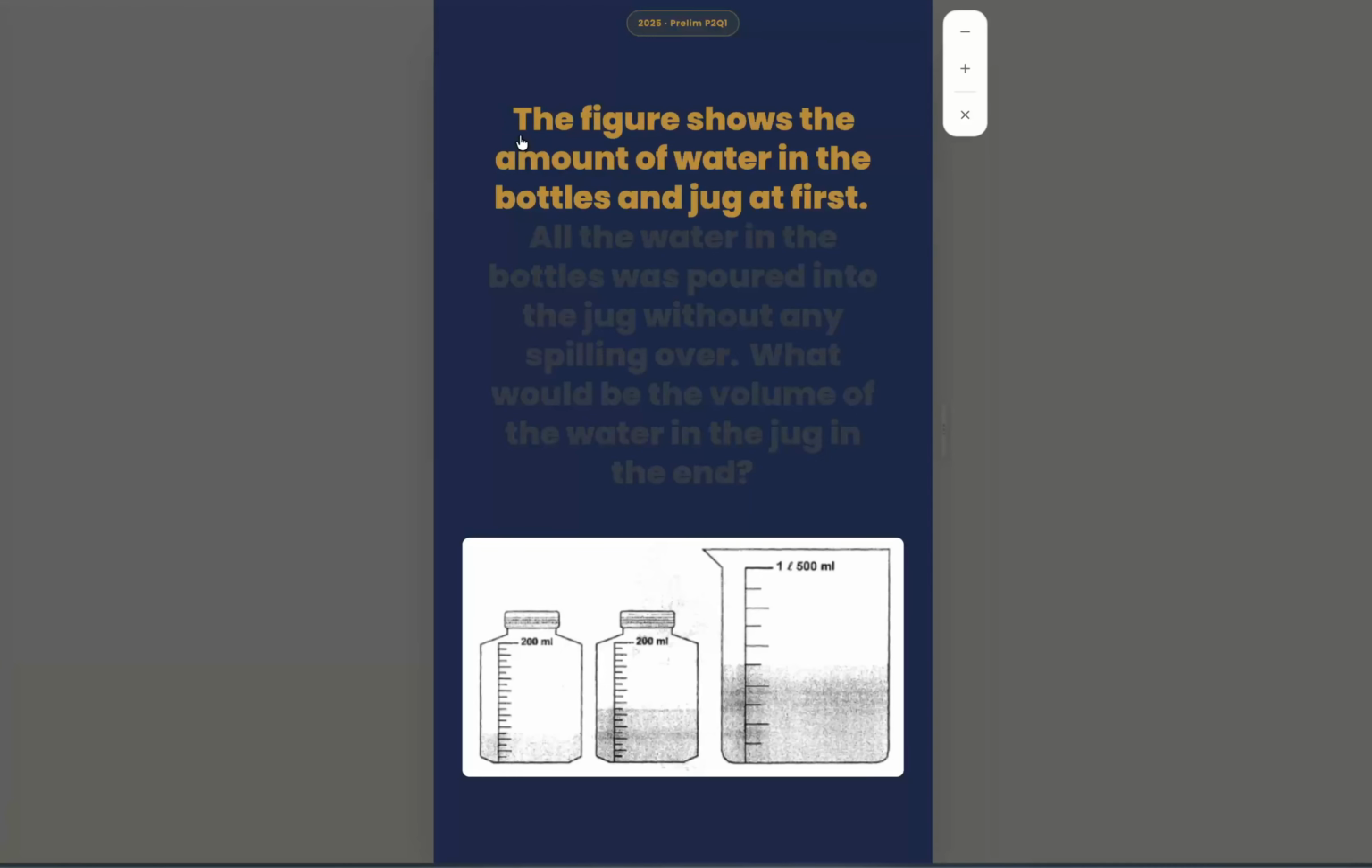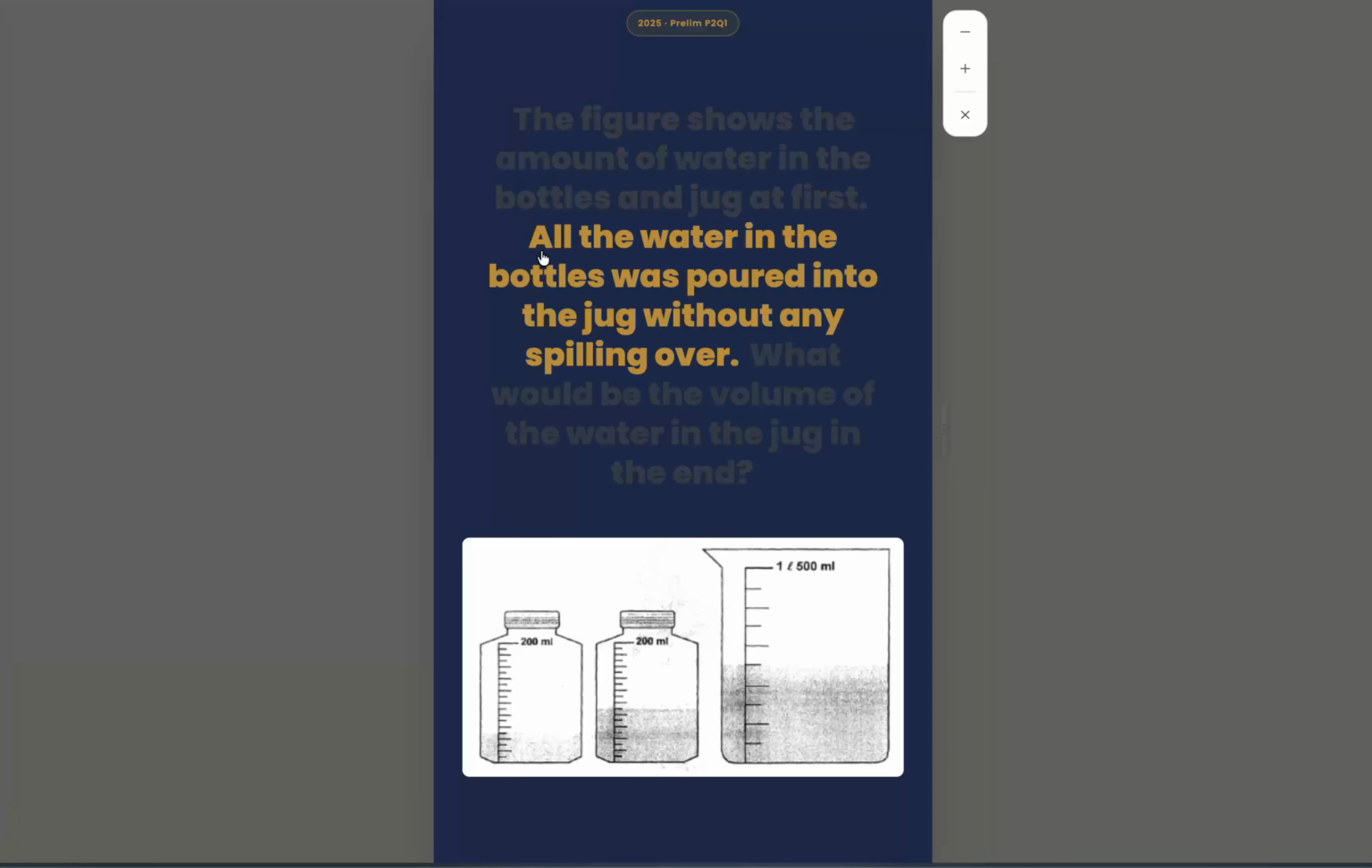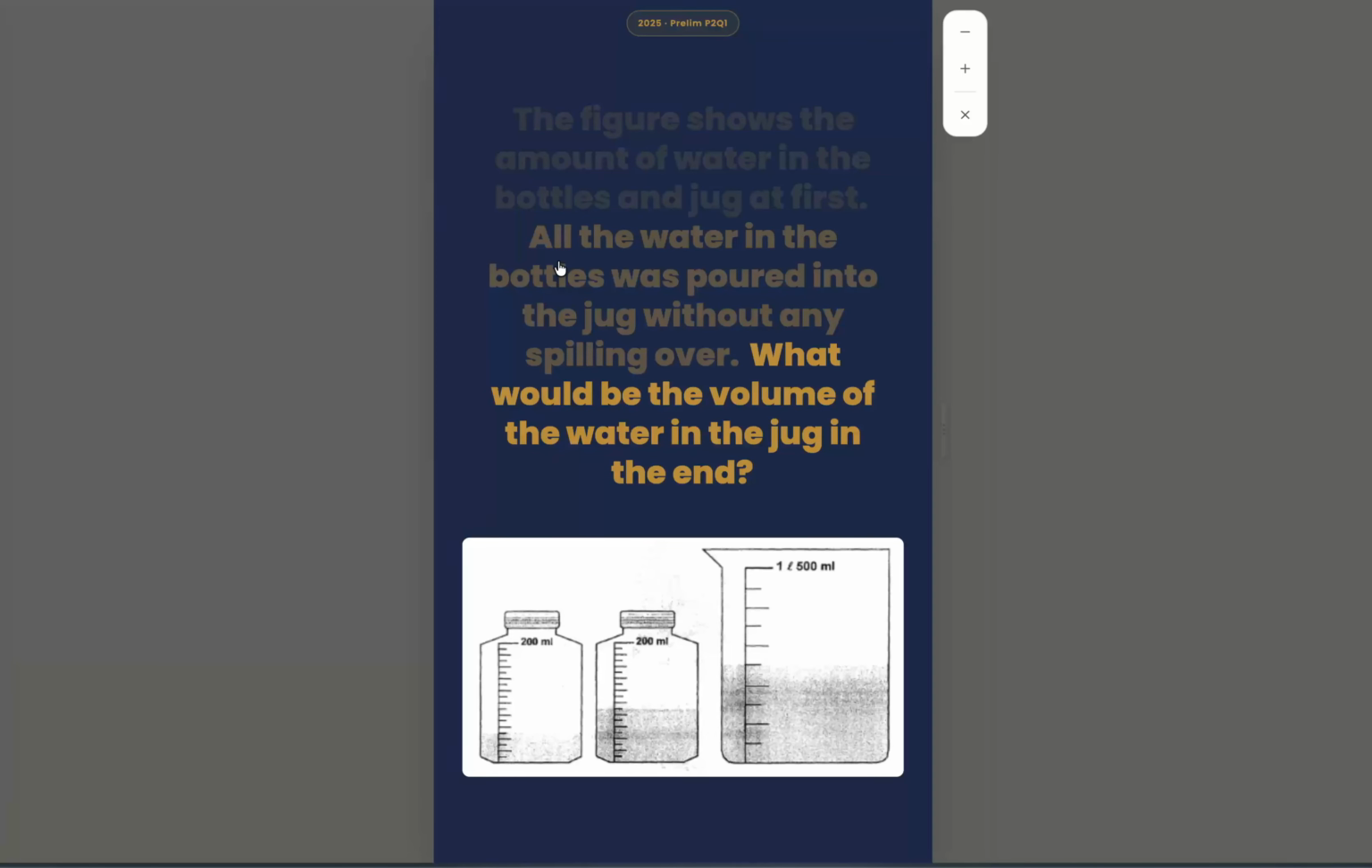Question 1. The figure below shows the amount of water in the bottles and jug at first. All the water in the bottles was poured into the jug without any spilling over. What was the volume of the water in the jug in the end?